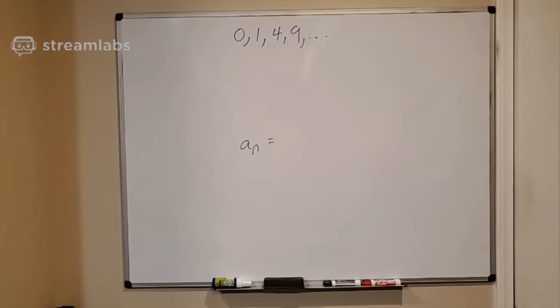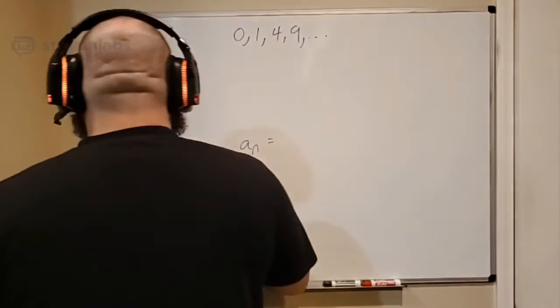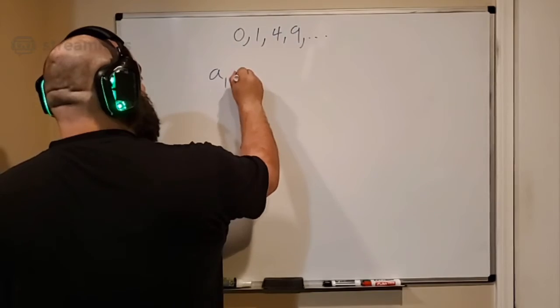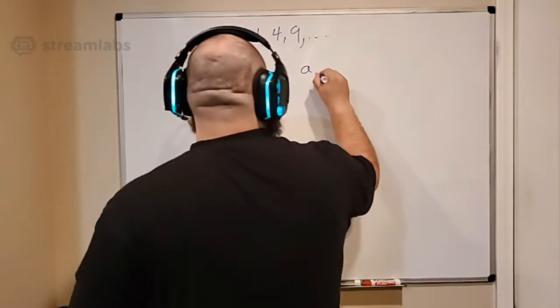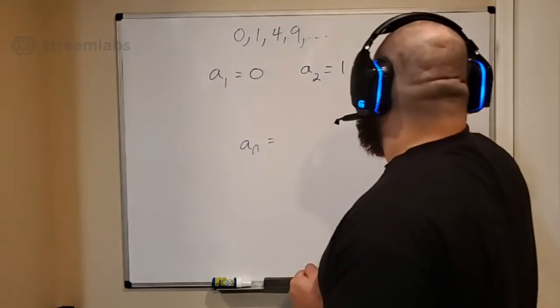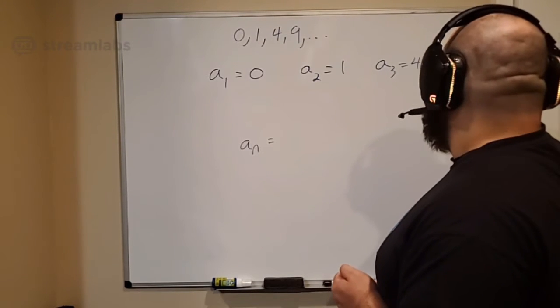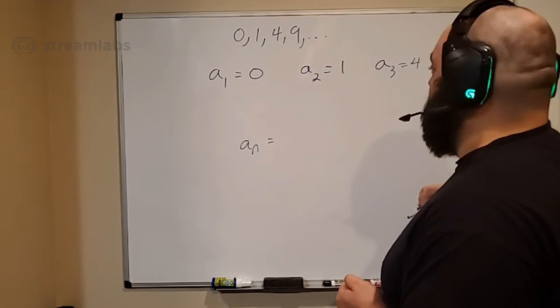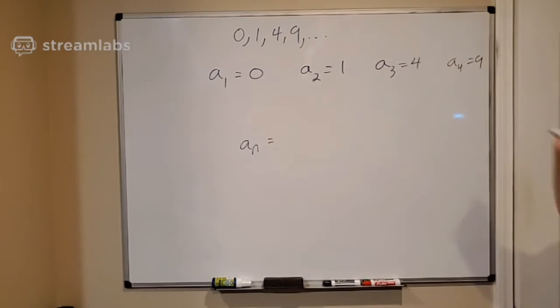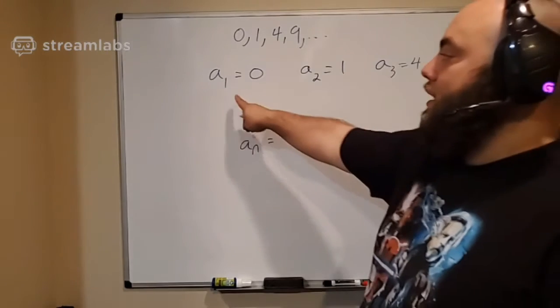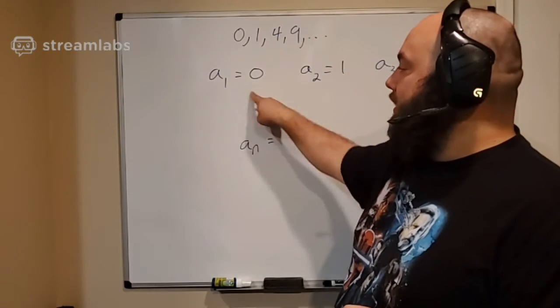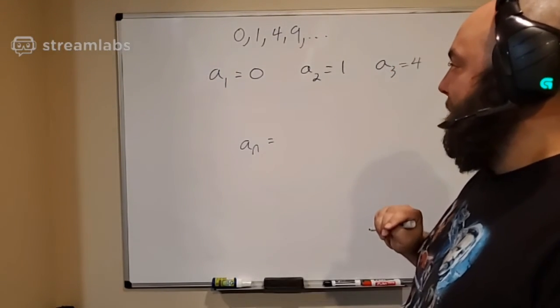So in a lot of cases, what you want to write out is the specific term. So a sub 1 equals 0. A sub 2 is 1. A sub 3 is 4. And then a sub 4 is 9. So write them out like that so you kind of get that pattern. We're looking for a connection between our n value and this value over here. So what's the connection between 1 and 0, 2 and 1, 3 and 4, 4 and 9?